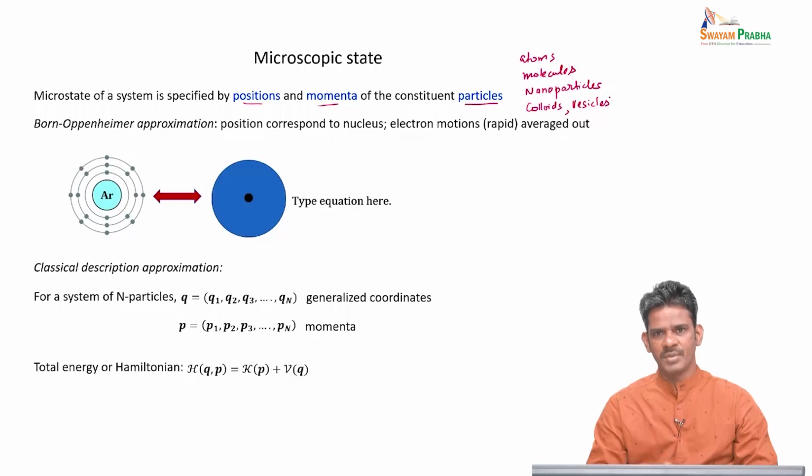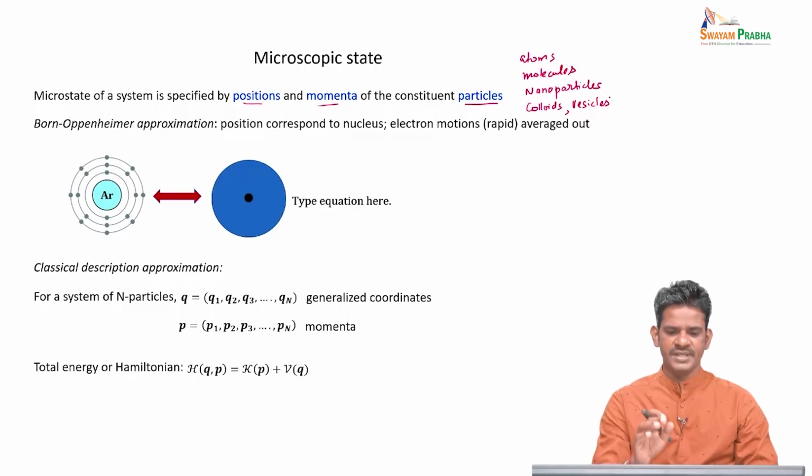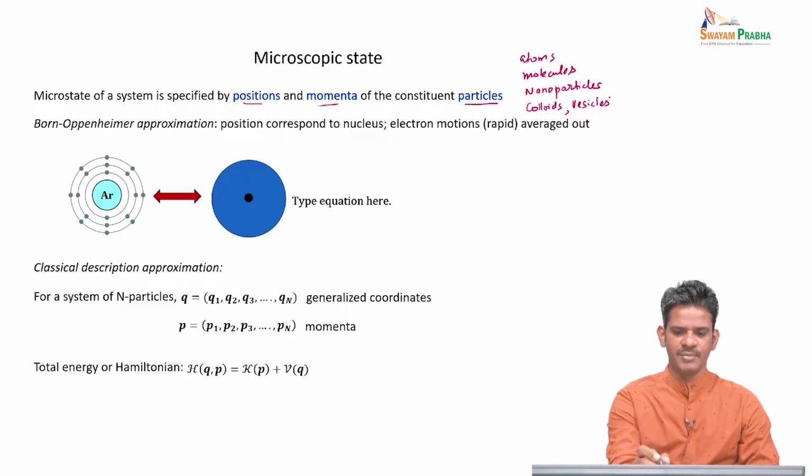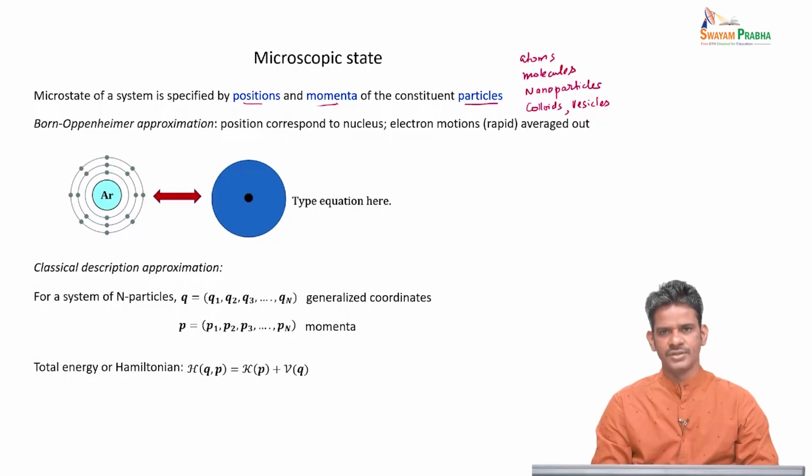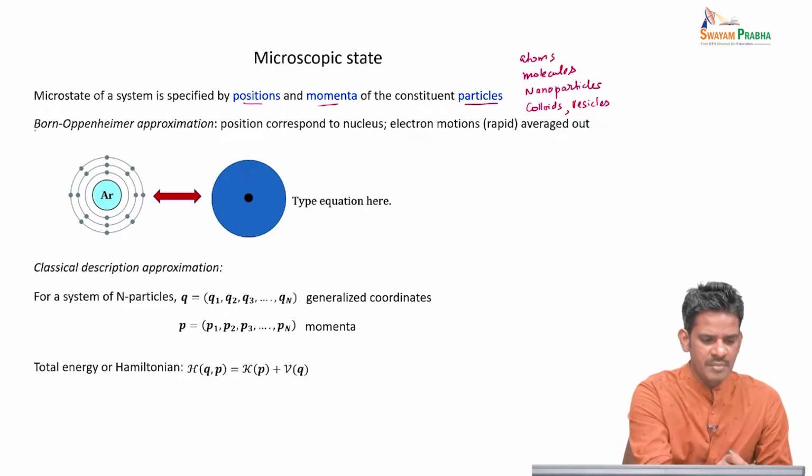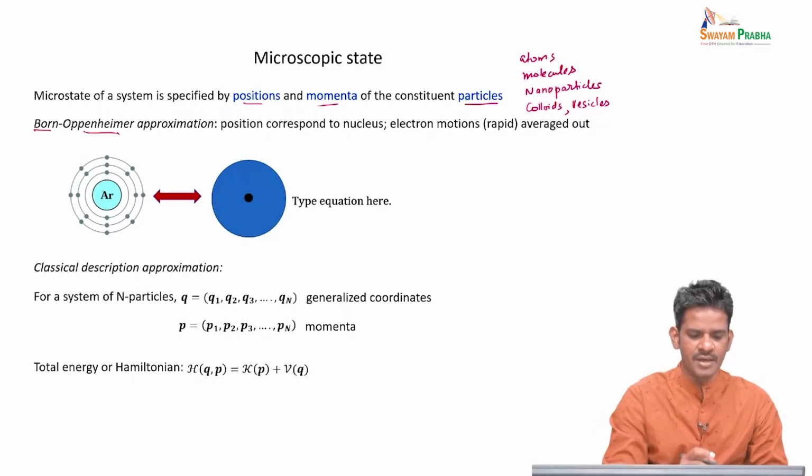Once we understand what particles are, we would like to specify the positions and momenta so that the entire system can be described. Now, when we ask how do we specify the position of these particles, we make an approximation called the Born-Oppenheimer approximation.